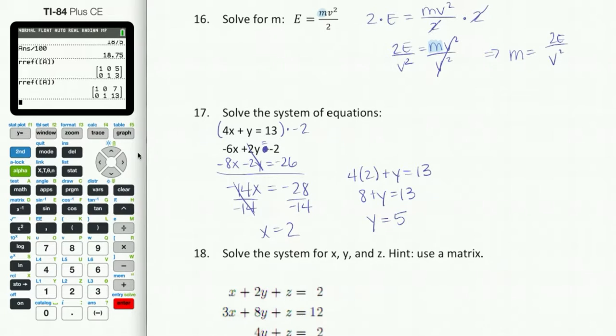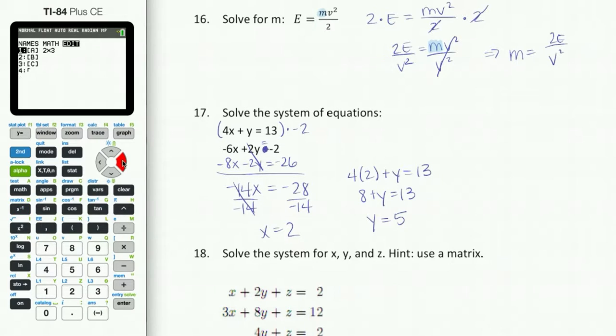Okay, the other way you can do it is you can use a matrix. So we're going to go over to edit. So we have our two equations, 4x, y, 13, -6x, 2y, and then -2. So we're just going to plug those numbers in. So we're going to have 4x, 1y, and 13. Then we're going to have -6, 2, and -2.